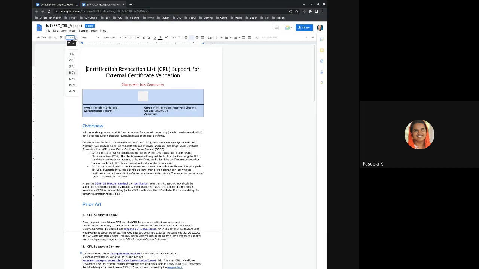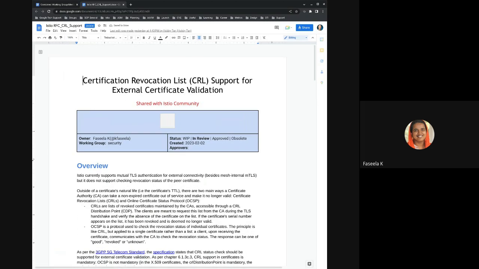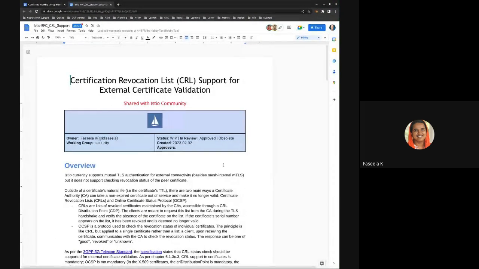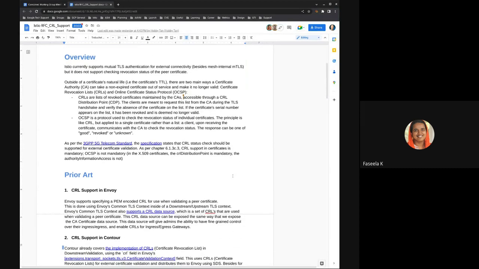Hello, everyone. So last week I had put this RFC in the meeting agenda so that you guys could do an offline review. I have my colleague Zoltan also in the meeting in case you have any further questions. We both will try to answer. So CRLs, it is certificate revocation list. It's basically a list of revoked certificates maintained by the CAs, which are revoked before their actual expiry.